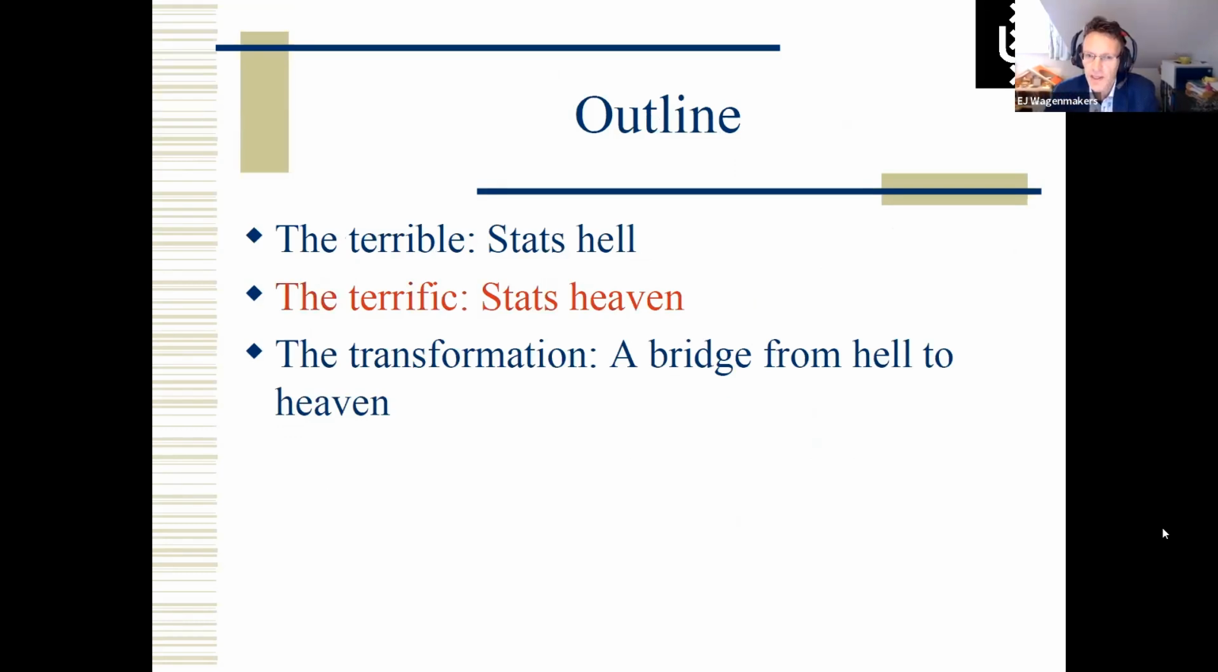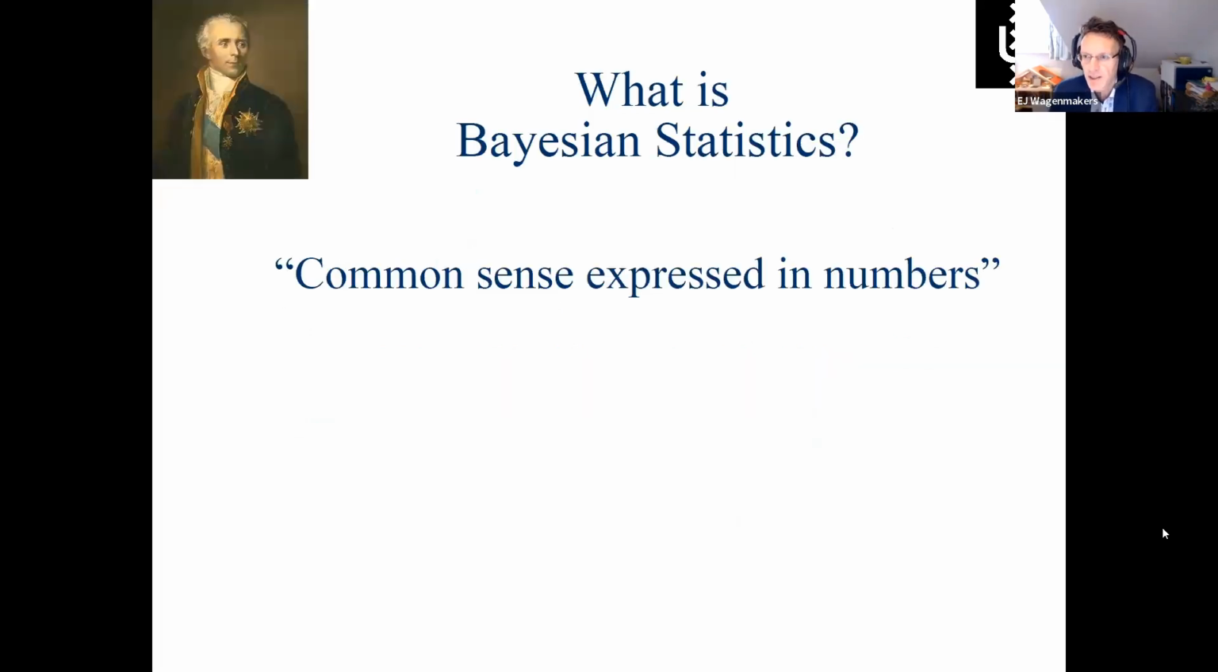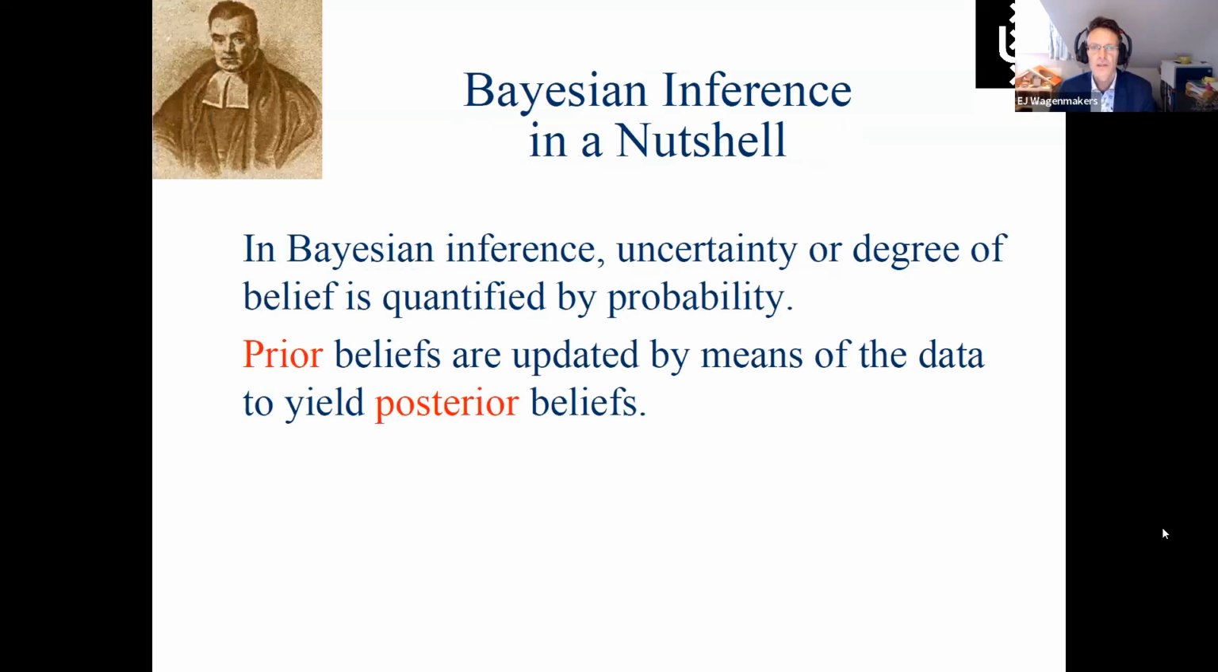I would like to move to a more pleasant topic, stats heaven. So stats heaven immediately gets us to Bayesian statistics. You see Pierre-Simon Laplace over here, really the person who first promoted and independently discovered Bayes' theorem and the use of Bayesian statistics for solving all sorts of problems. And his definition of Bayesian statistics was common sense expressed in numbers. It's also my favorite definition. So what is Bayesian inference? Well, we quantify uncertainty or degree of belief by probability. We update prior beliefs by means of the data to yield posterior beliefs. And that's really it.